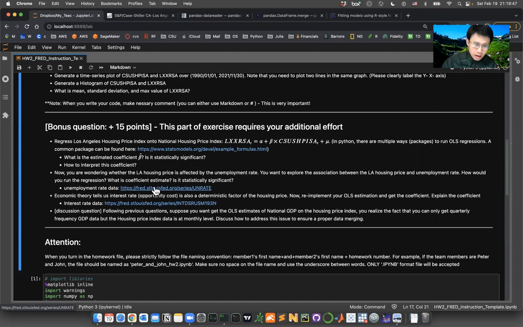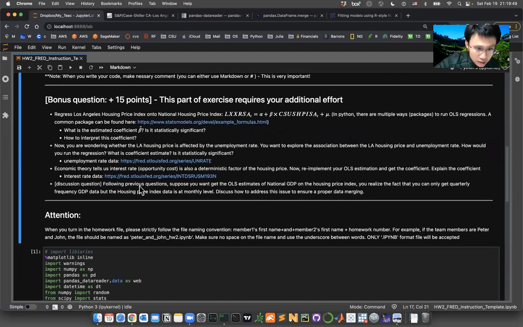Also, economic and finance theory tell us that the interest rate, the opportunity cost, is also a determining factor of the housing price. So I want you to re-implement your OLS regression and get the coefficient by including the interest rate level. You can use the variable name given over here, the INTD, whatever, to extract the interest rate data.